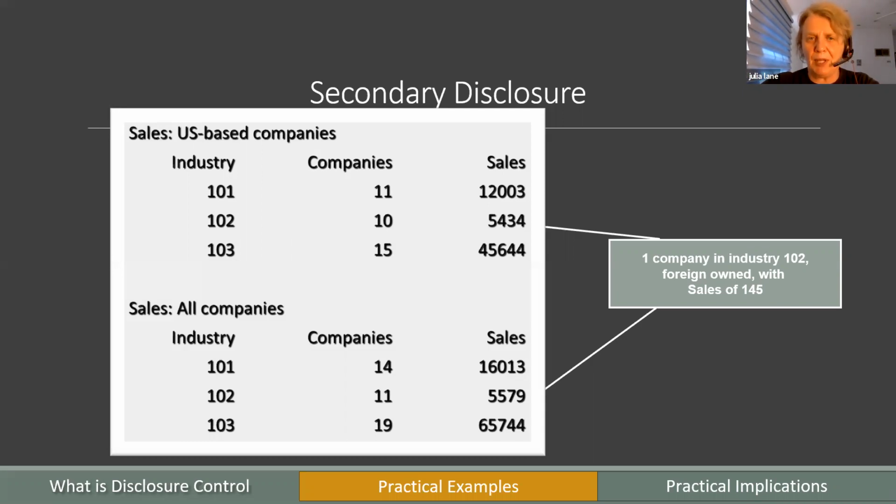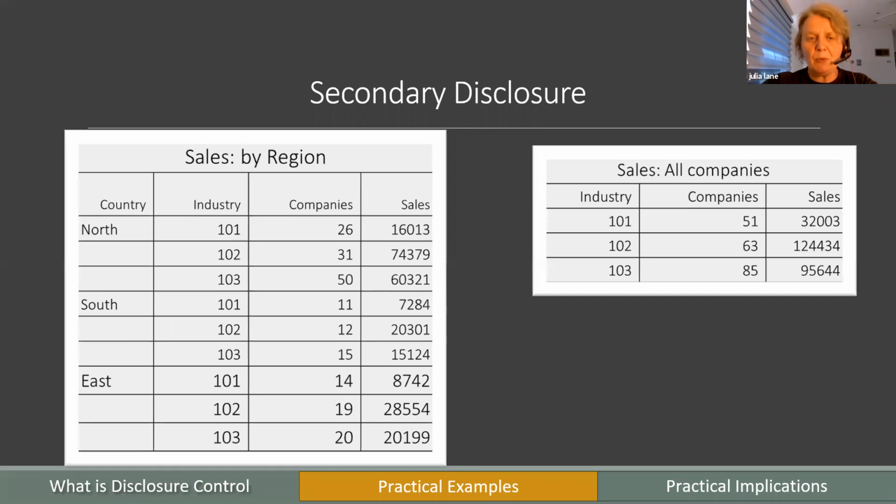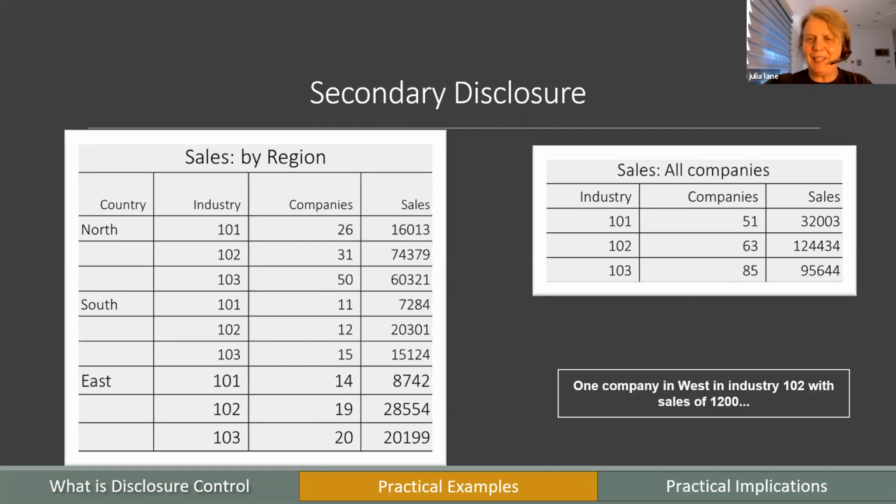Let me give you a couple more examples. What about this one? How can you figure out whether there is complementary suppression here? All of these cells look okay. There's enough people in each cell. Well, it turns out that because you've got north, south, east, but west is not there, and all is there, you can figure out by differencing that there's a company in the west in industry 102 which has sales of 1,200. You can see this is difficult stuff to figure out.